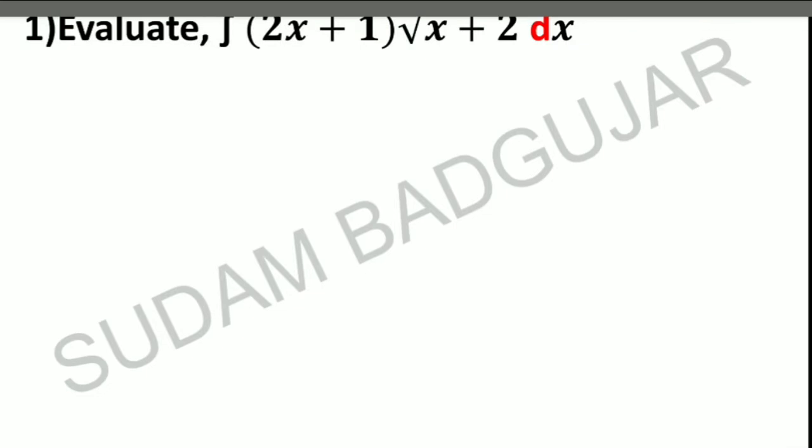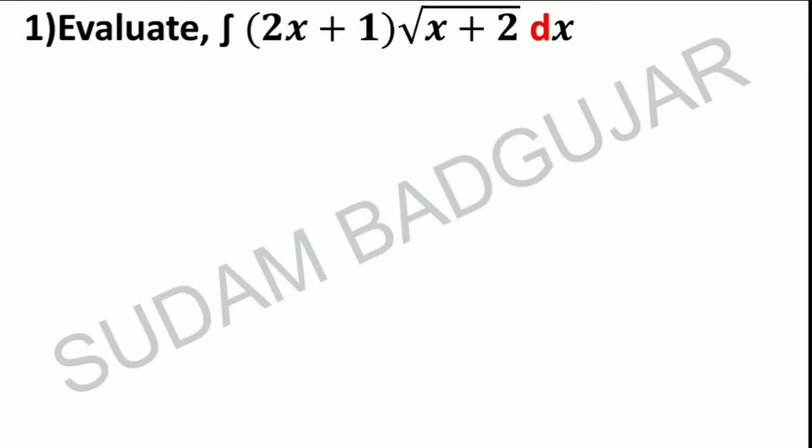See its first example, integration of 2x plus 1 into under root of x plus 2 with respect to x. You have to observe this. It is a multiplication of two functions, but both are algebraic, linear into under root of linear. So don't apply the u into v formula. We cannot open this bracket or convert it into polynomial quadratic form because of the under root. So you must apply the substitution method.